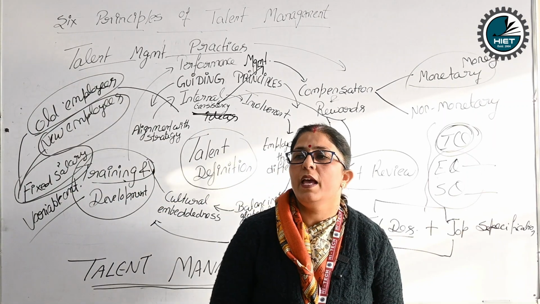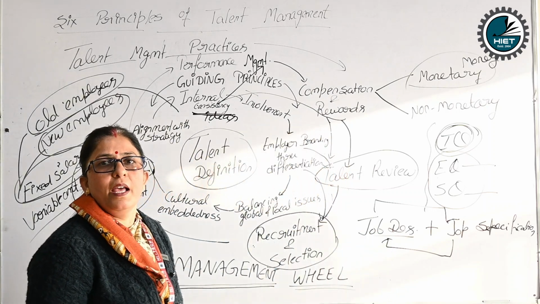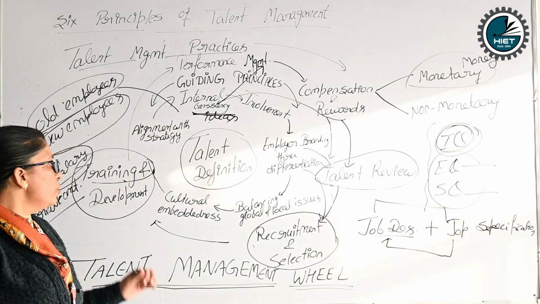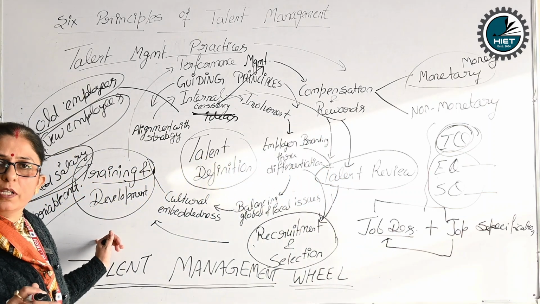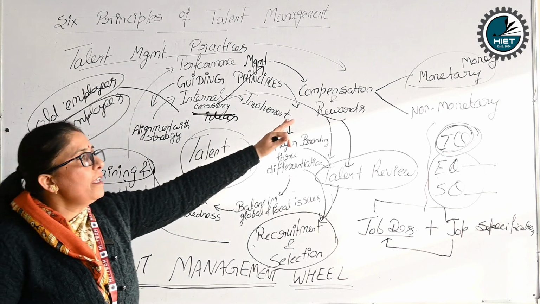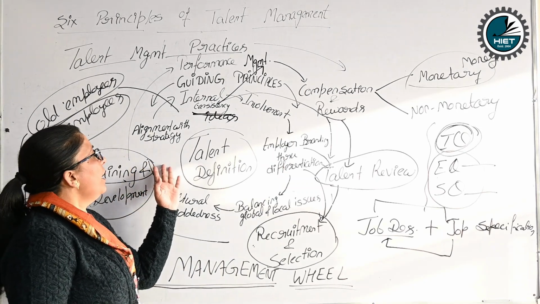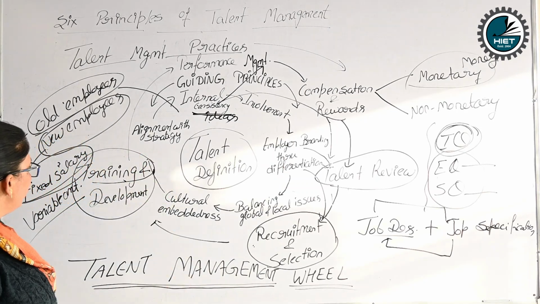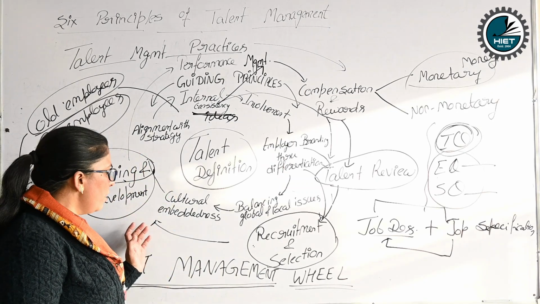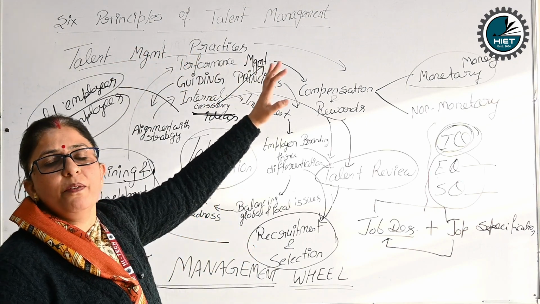Suppose a person has done 10 policies and the next person has done 8 policies. Whoever has done 8 policies will get a lesser amount. This way their compensation and rewards get benefited. So here we finish up this topic of talent management and the 6 principles of talent management.